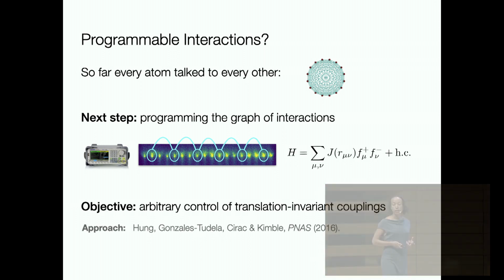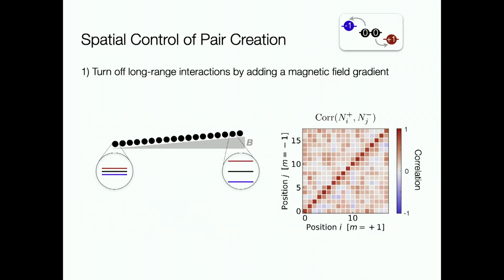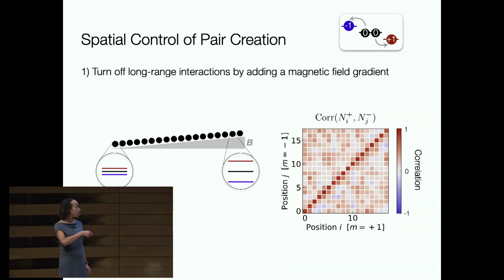There's a nice trick for doing that that involves adding a magnetic field gradient across the system. The first thing that happens is that it introduces an energy penalty for forming these +1, -1 pairs if the atoms involved are any distance apart, if they're not in the same site of the array. But this process is still allowed on a given site, so if one measures, for example, correlations between the number of atoms in state +1 on site I and the number of atoms in state -1 on site J, you'll see that these correlations are strong on the diagonal, meaning we've kept this on-site interaction but turned off the long-range part of the interaction.